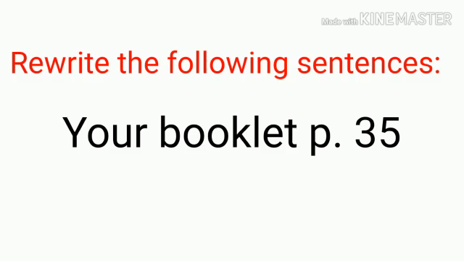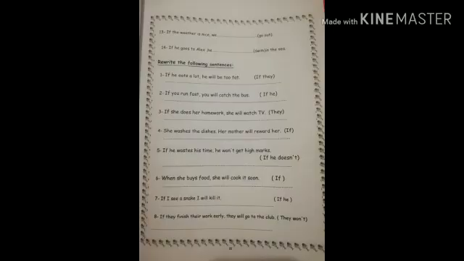Now let's answer some exercises in the booklet, page 35. The rewrite exercise. Number 1. If he eats a lot, he will be too fat. Use if they. If they eat a lot, they will be too fat. Number 2. If you run fast, you will catch the bus. Use if he. If he runs fast, he will catch the bus. Here we put s on the verb run because we have the pronoun he. He runs. If he runs fast, he will catch the bus.